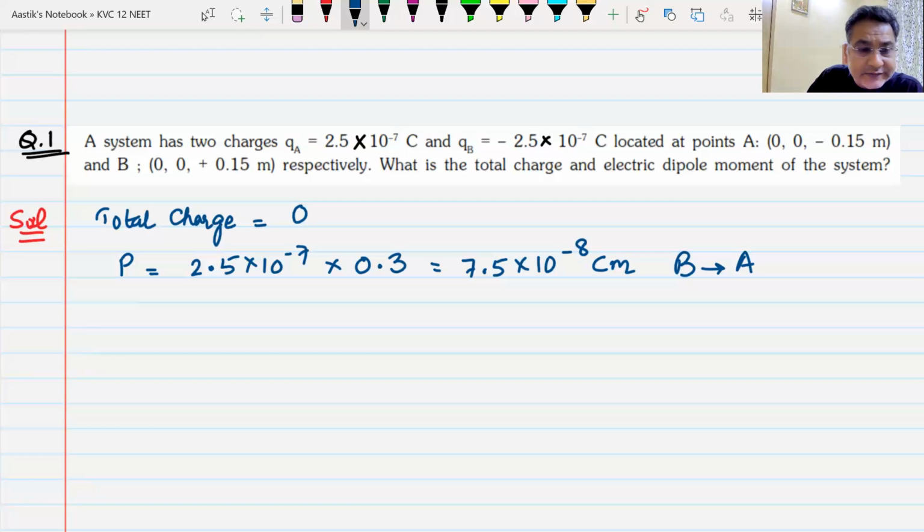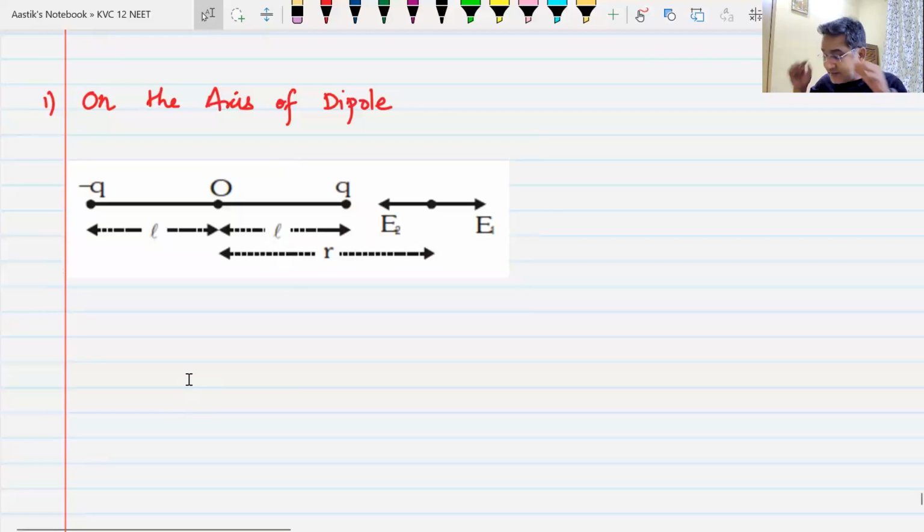Now, what do you mean by the axis of the dipole? What do you mean by the axis? So the line joining the negative and the positive charge. Yes, Abhiram, that is correct. So this is what you mean by the axis of the dipole.